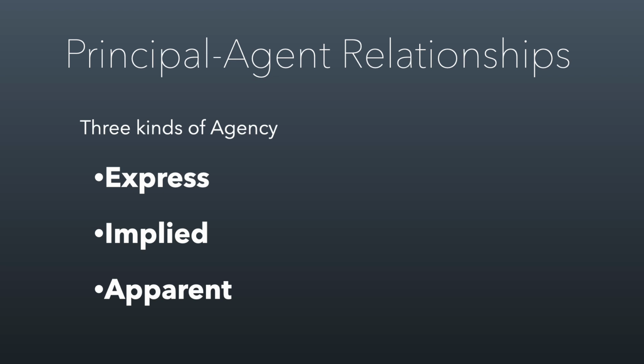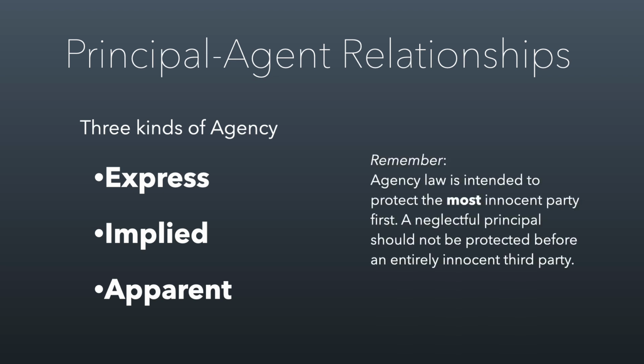Remember, this might seem unfair, but remember why agency law exists. It exists to protect the most innocent party first. And in all the scenarios I described, the third party, right, the restaurant owner, is the most innocent party. They didn't do anything wrong. Or the kid on the bike who got hit by Stanley's car, he didn't do anything wrong. Agency law is always going to look to protect the most innocent party first. And sometimes the way we have to do that is by attaching responsibility to the principal, not just to the agent.